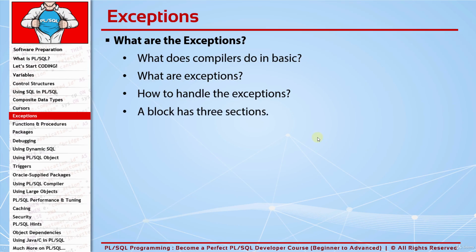We can say that our block has three sections. The first one is the declaration section. We know that we declare our variables, cursors, etc. in this section. The second one is the begin-end section. We do our job in this section. The last section is the exception section.